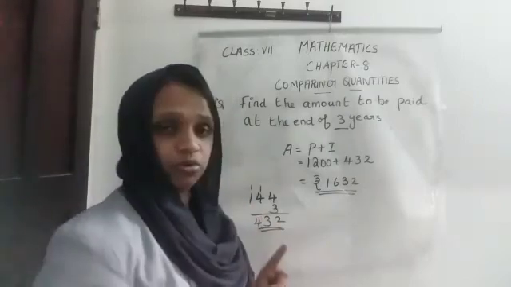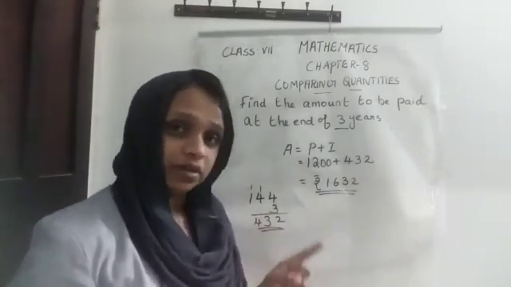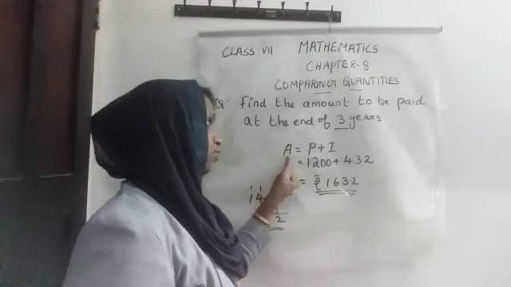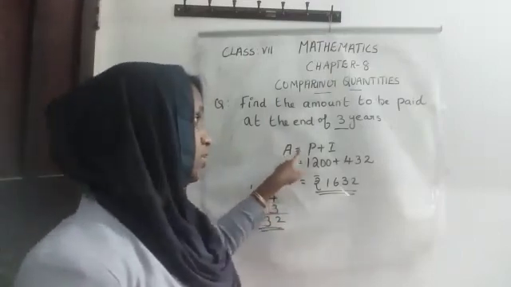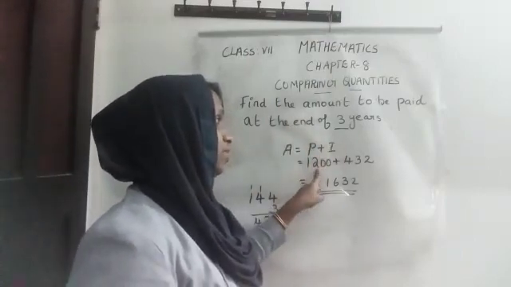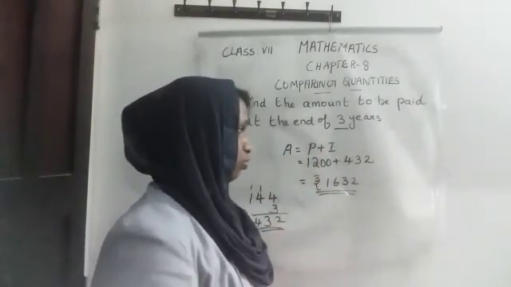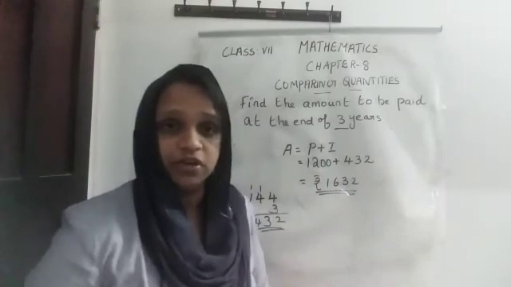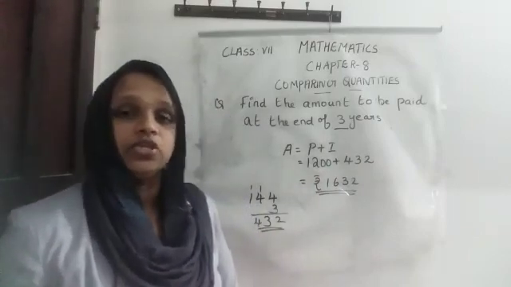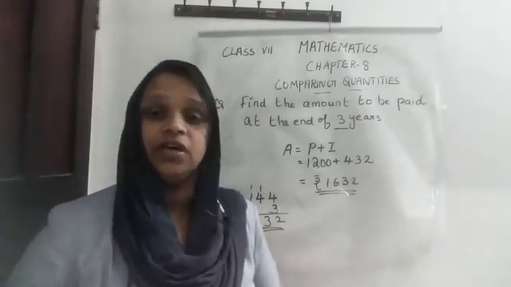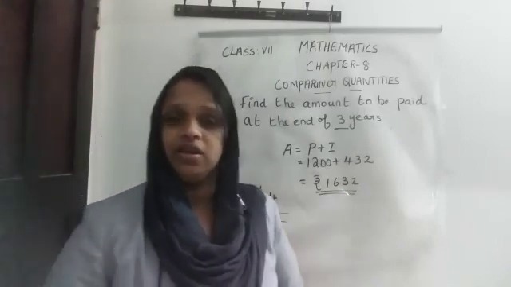So first we calculate the interest, that is PRT by 100. Here we want to find the amount. Amount is equal to P plus I. So that means 1200 plus 432, which is equal to rupees 1632. Okay, so this is our formula to find the amount and the simple interest.